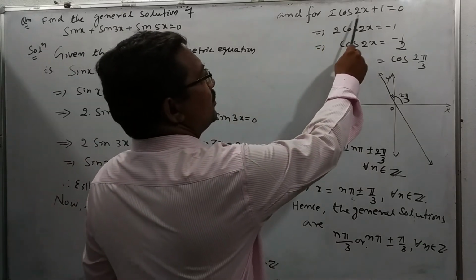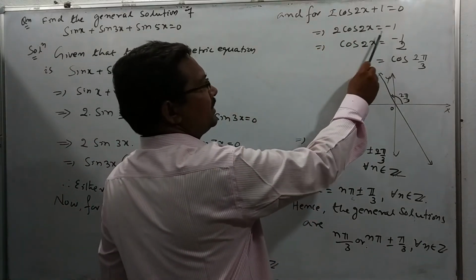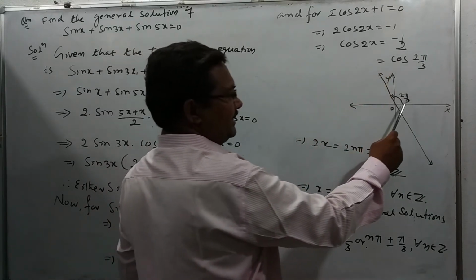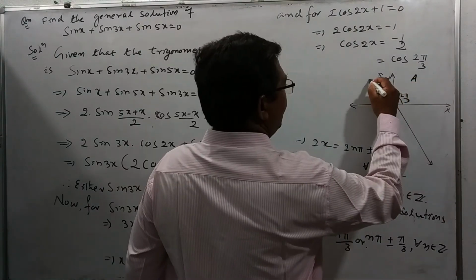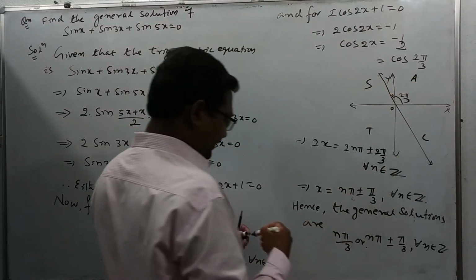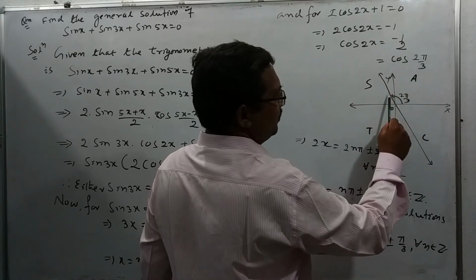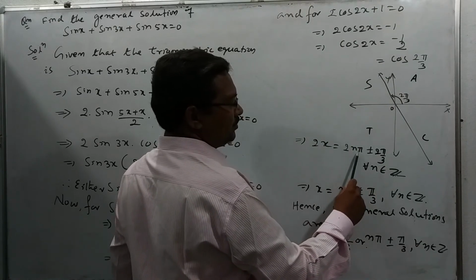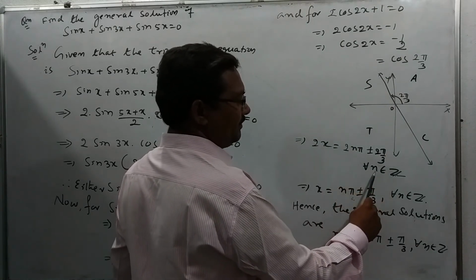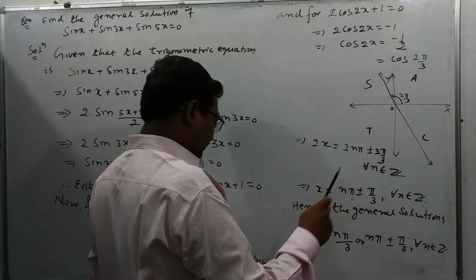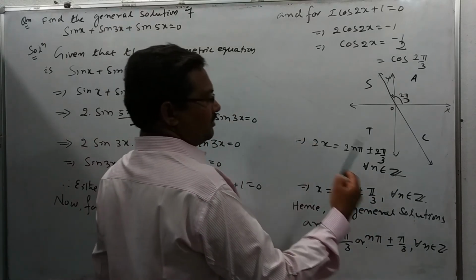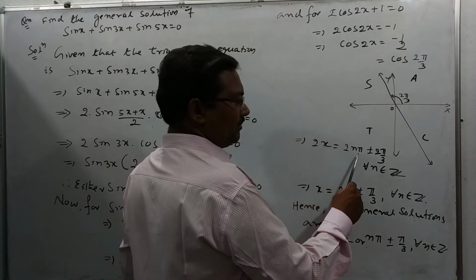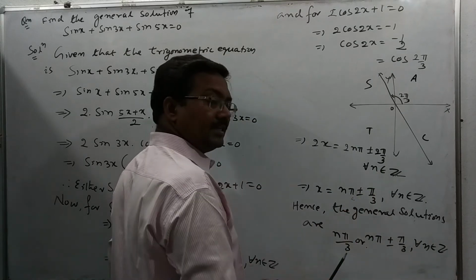Now for 2 cos 2x plus 1 equal to 0, 2 cos 2x equal to minus 1. So cos 2x equal to minus half. By the ASTC rule, we see that cos 2 pi by 3 equal to minus half. So 2x equal to 2n pi plus or minus 2 pi by 3 for all n in the set of integers. By the formula, if cos x equal to cos alpha, then the general solutions are x equal to 2n pi plus or minus alpha for all n in the set of integers.